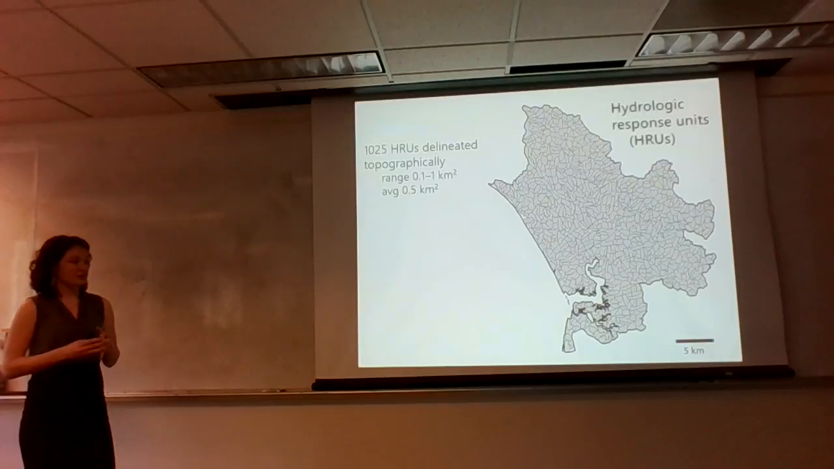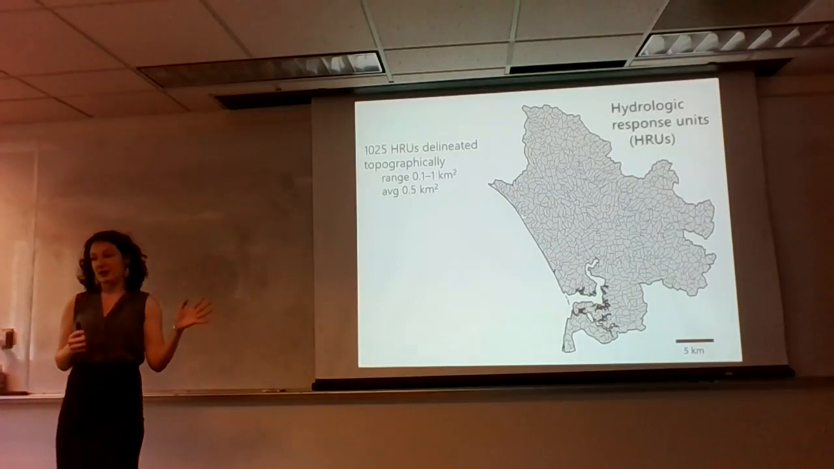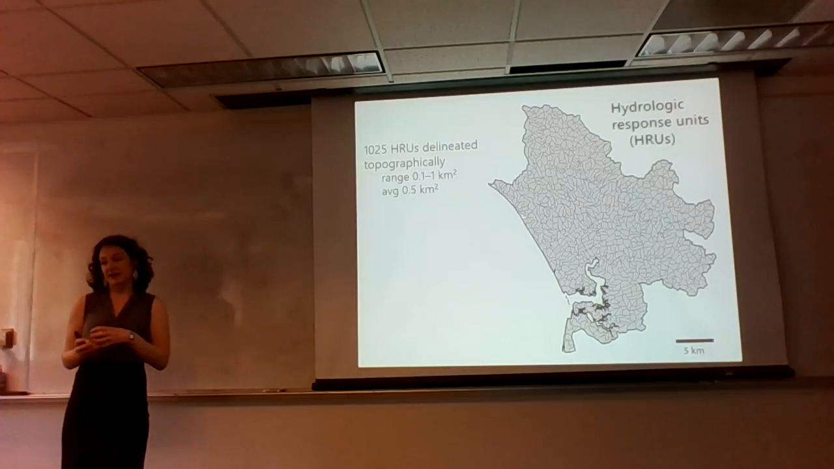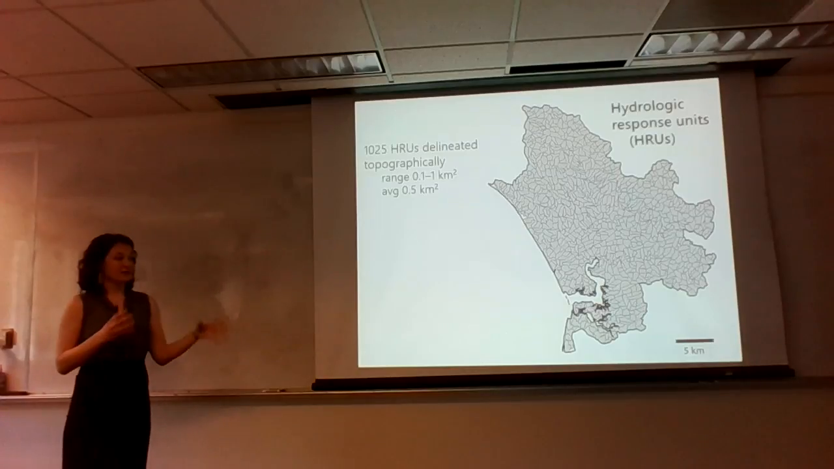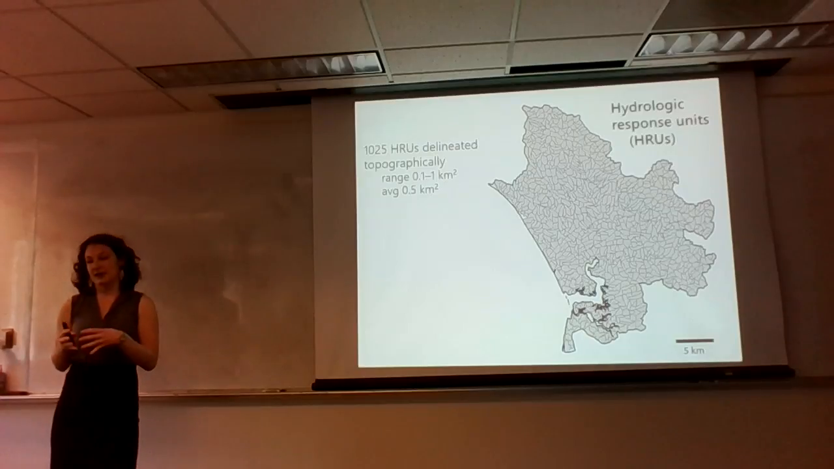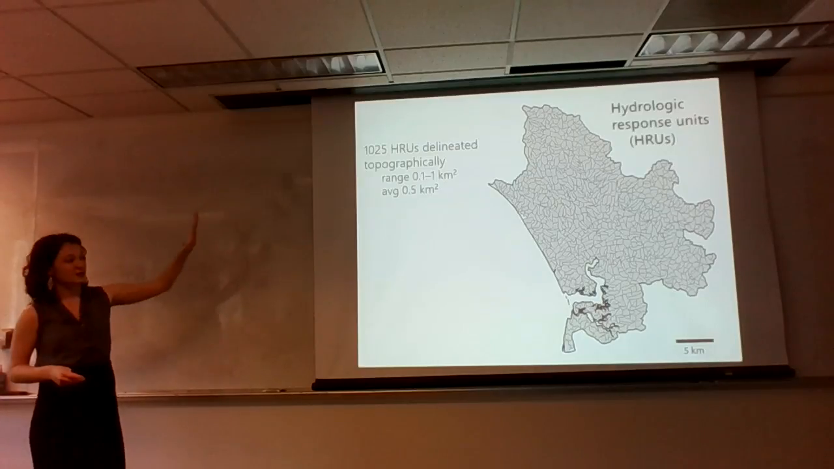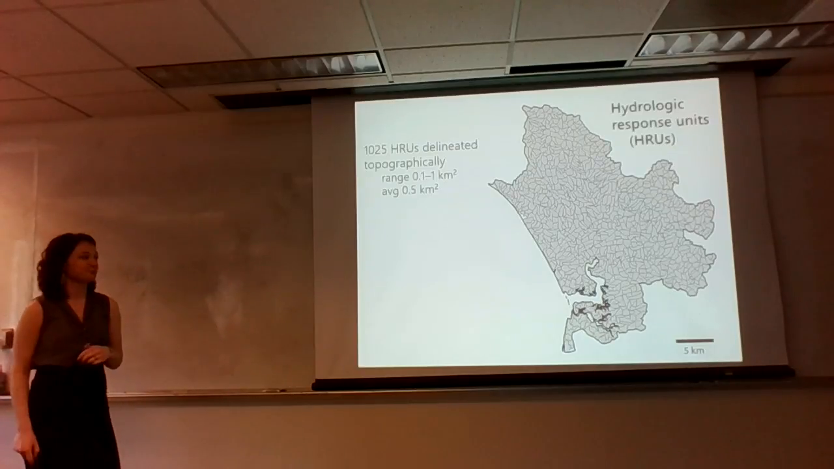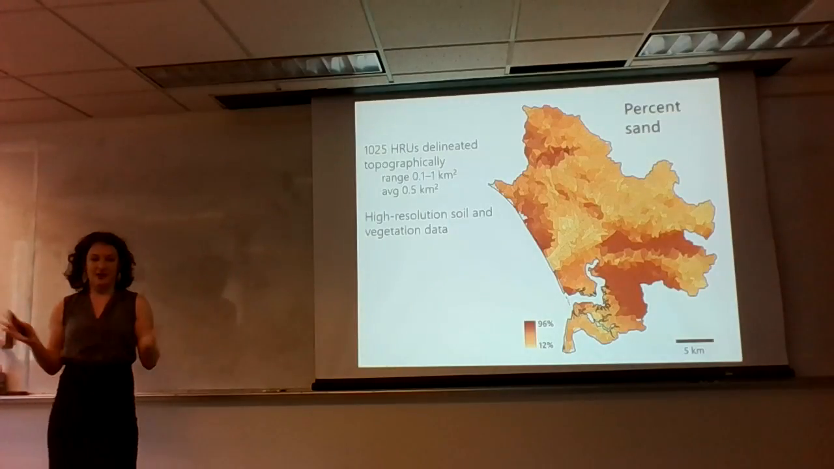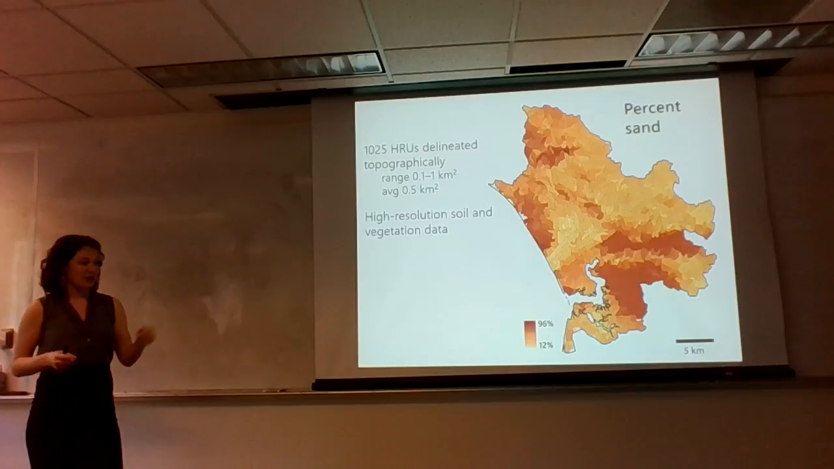To develop the model, I divided the Pajaro Valley into about 1,000 hydrologic response units, or HRUs, and these essentially act as model grid cells. I delineated them topographically to more closely match the pathways that water takes as it flows across the landscape, and so that's why they have irregular shapes. Then I characterized each of those HRUs with a number of different parameters, including soil and vegetation data.